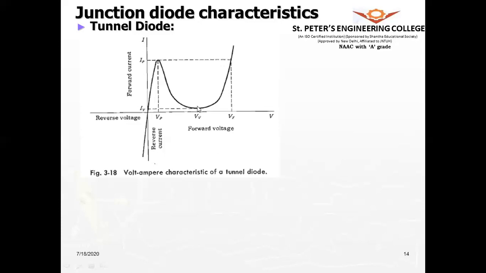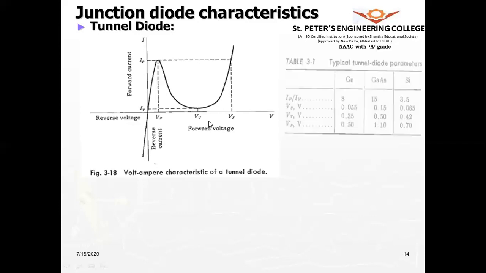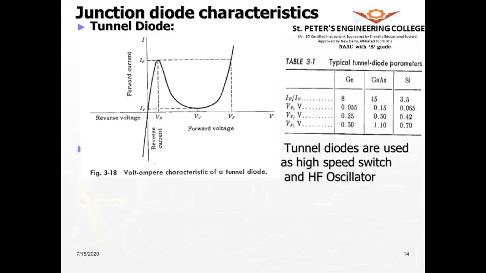So after the valley current is reached, any further increase in the voltage increases the current again in the forward direction, and therefore the tunnel diode is operated in this region between the peak voltage and the valley voltage. So peak voltage is less than the valley voltage. Here we can use it as a negative resistance. This we can use as an on state and an off state, so you can use it as a fast switching, high speed switch.